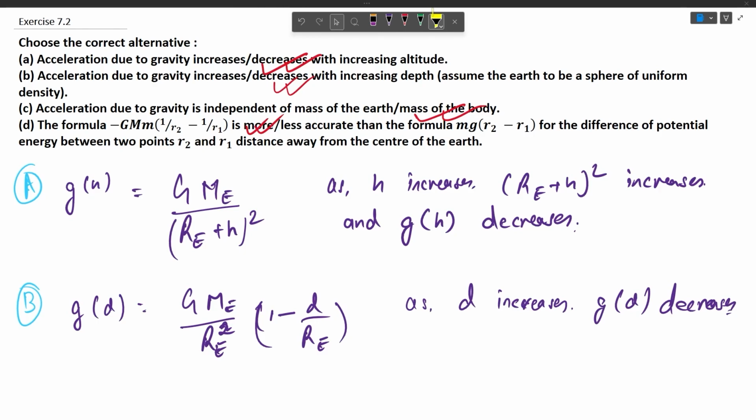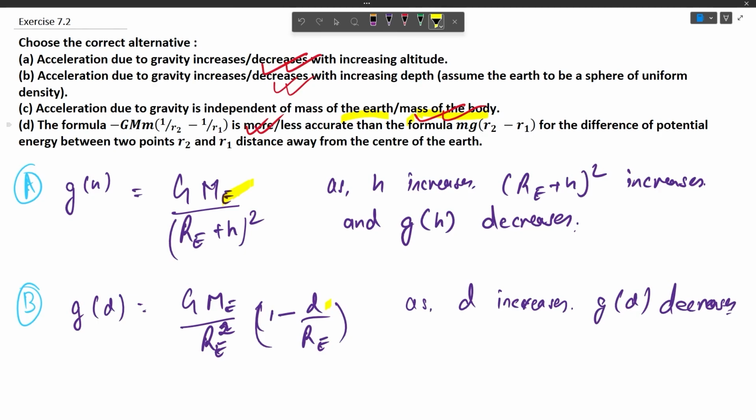So it will decrease. Similarly, for the case of depth it follows the same convention: if the depth increases, then the acceleration due to gravity as compared to the surface will decrease. Now in the third, we have: acceleration due to gravity is independent of the mass of the Earth or the mass of the body. As we see from both of the expressions, we have the mass of the Earth in the equation. Since it is dependent upon the mass of the Earth, it will be independent of the mass of the body.